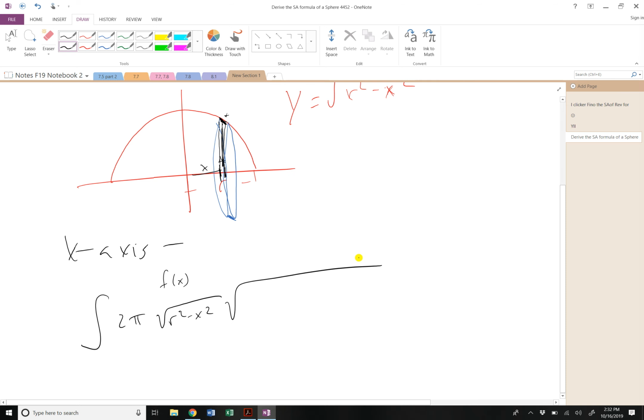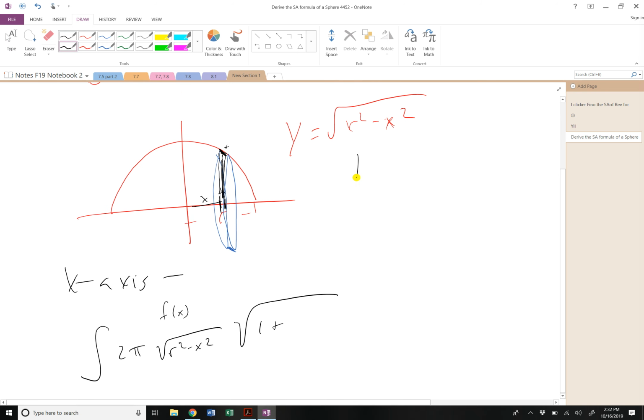And then I have my arc length multiplier. So I need to find the derivative of my function. So that's going to be 1/2 the square root of r squared minus x squared times 2x, minus 2x. The 2's divide out, so I end up with a negative x over the square root of r squared minus x squared.